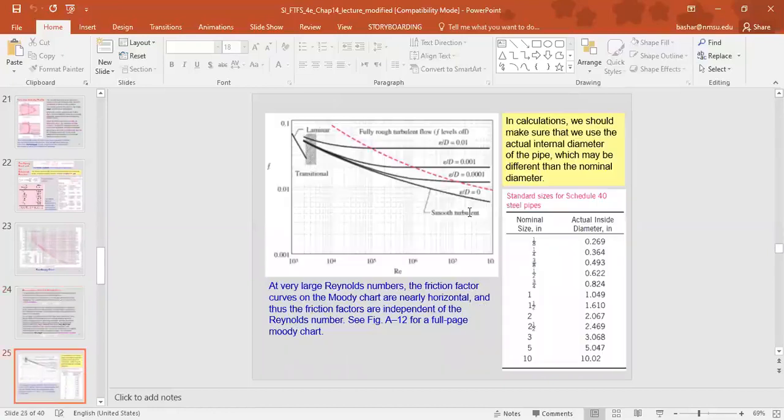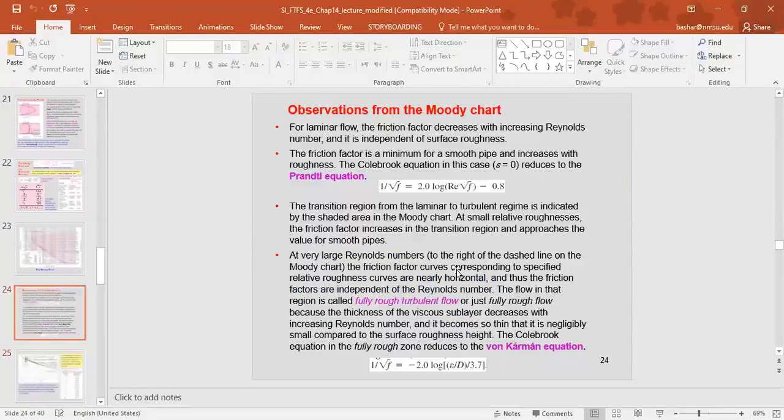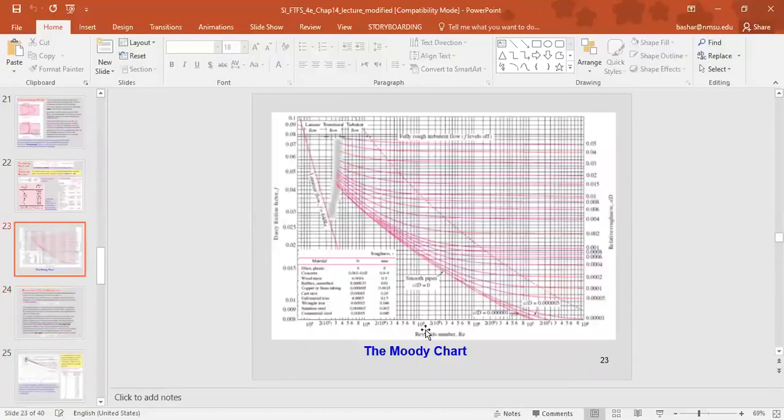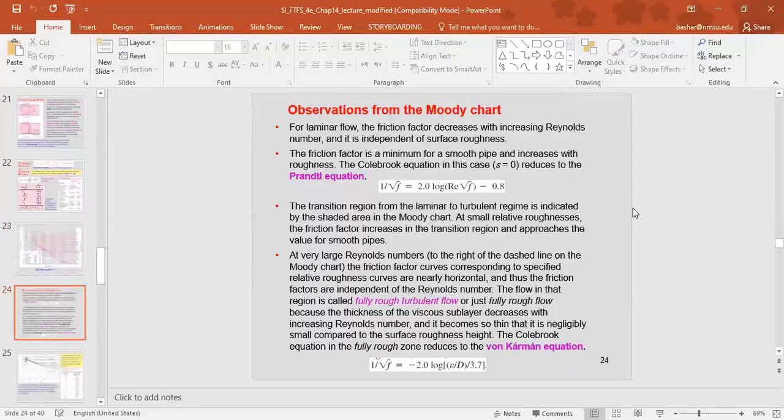Okay, this is how to use the Moody chart. For the Moody chart, we always need 2 parameters, the Reynolds number and the relative roughness, and then we can get the friction factor. Or we can use the friction factor and the Reynolds number to get the other parameter. So we always need two parameters to determine the third parameter.